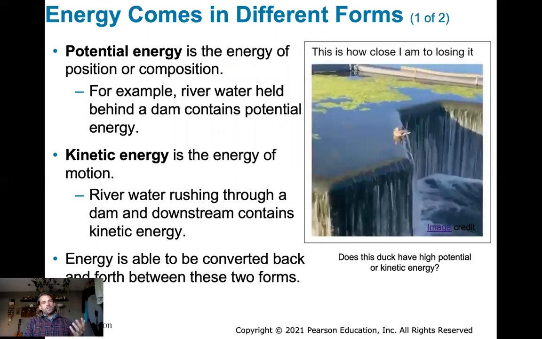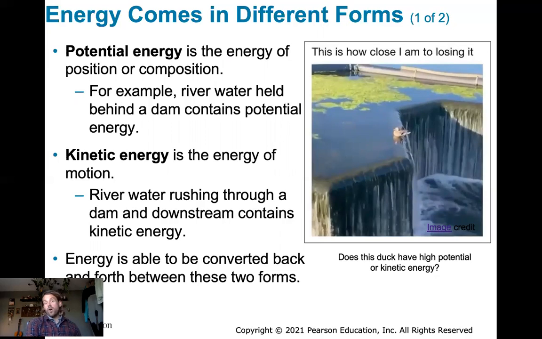Now, energy comes in several different forms. Potential energy and kinetic energy. You maybe have heard of these before. This meme is a great example of which one, potential energy or kinetic energy? I would argue that there's a lot of potential energy here. So potential energy is the energy of position or composition. For example, river water held behind a dam contains a lot of potential energy. This duck sitting here contains a ton of potential energy because it could fall over. The energy potential that this duck has sitting on the very edge of this dam is very high.